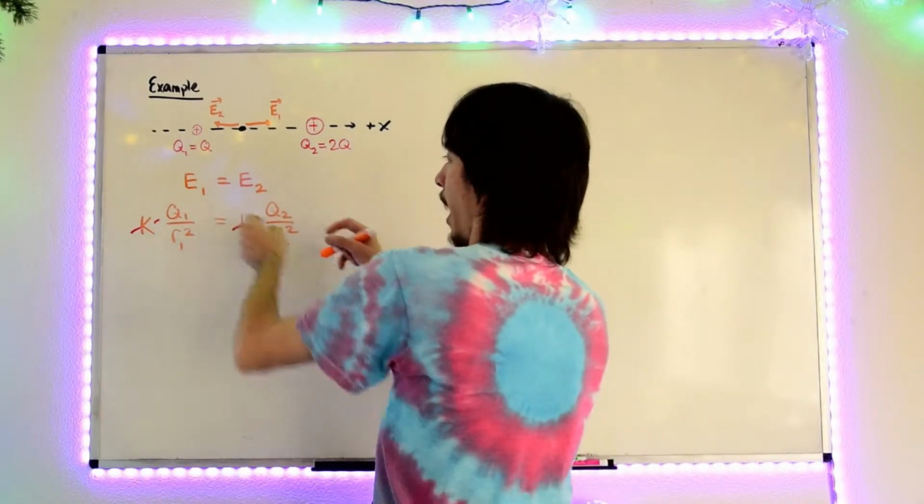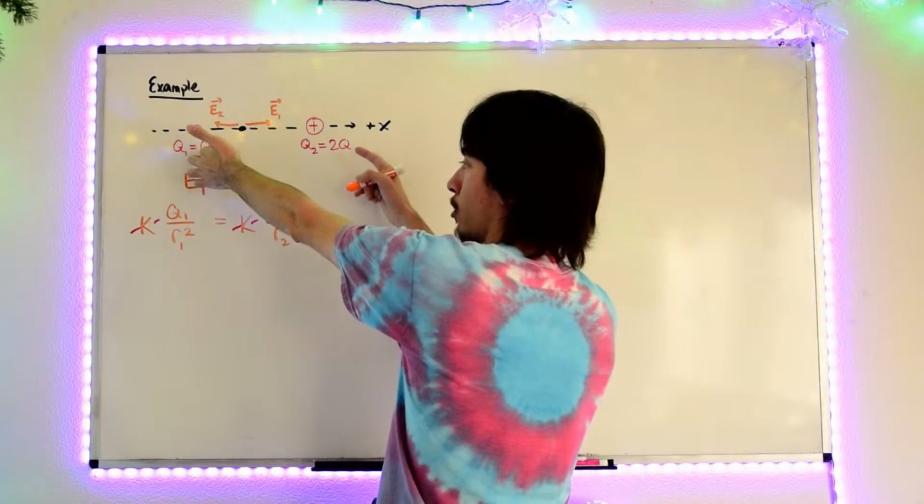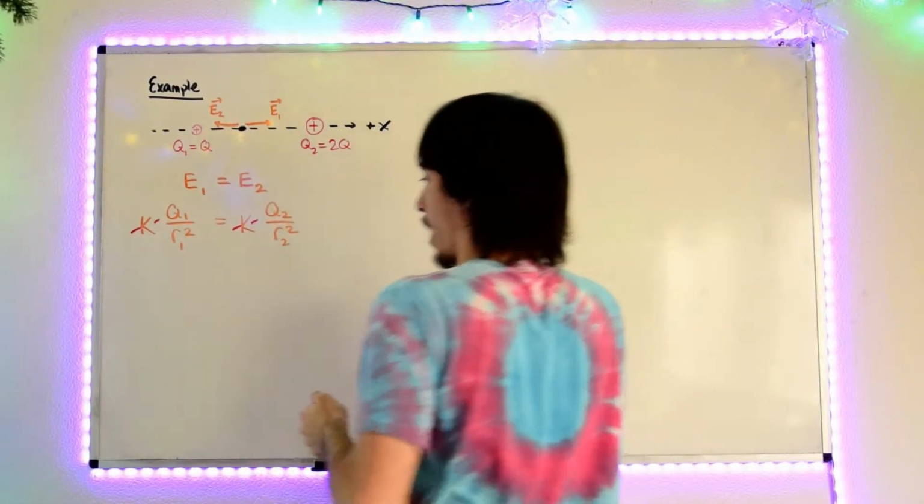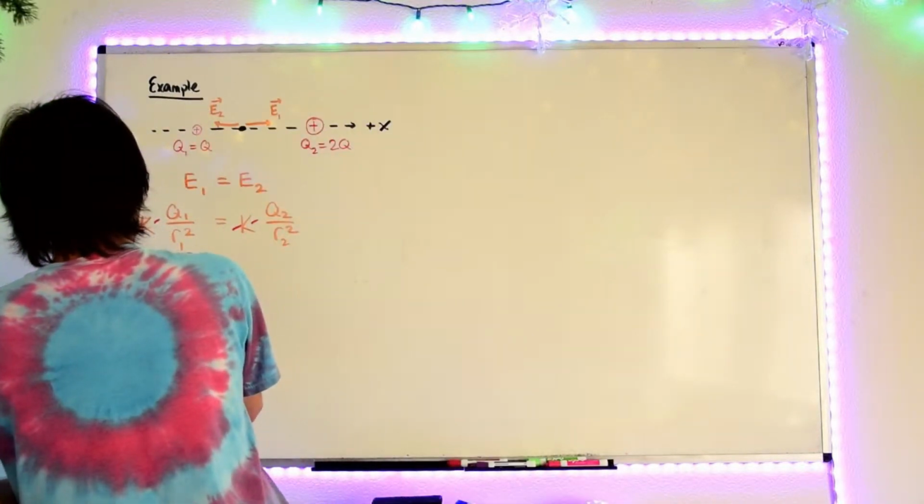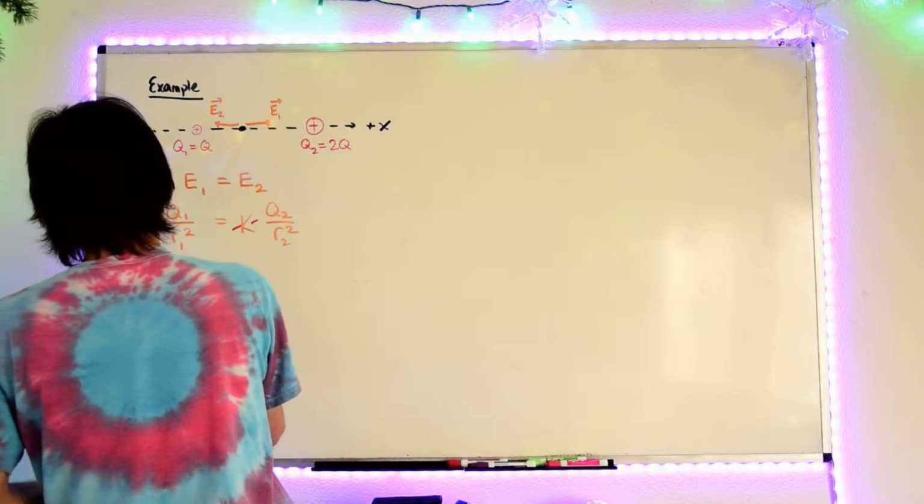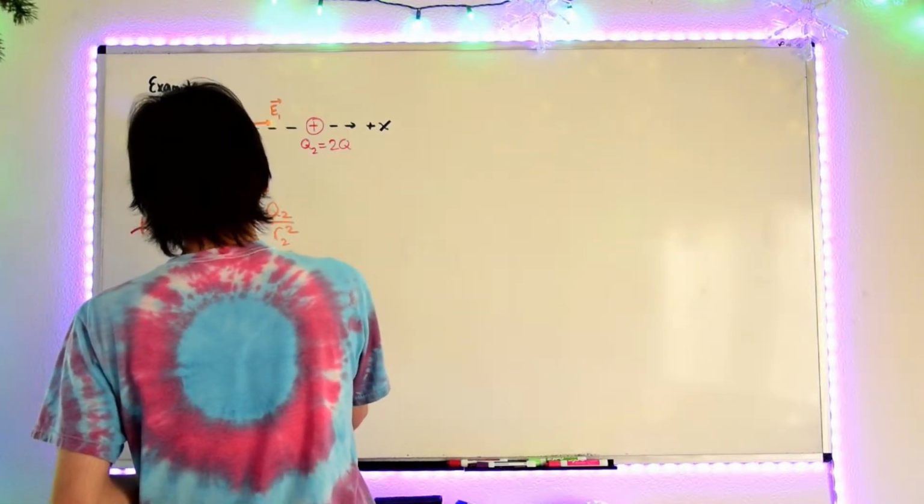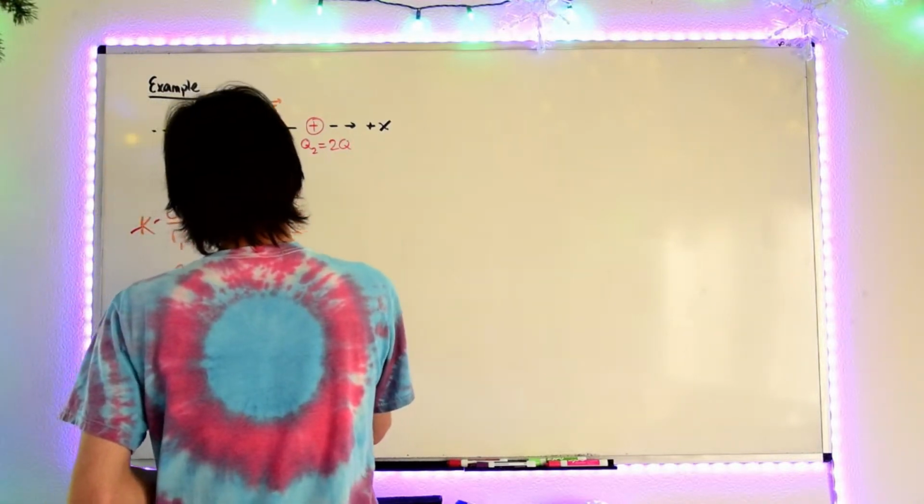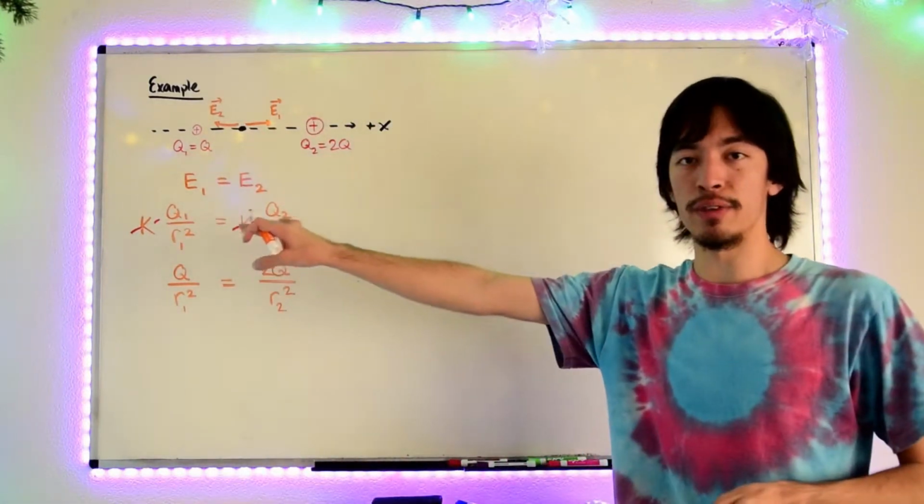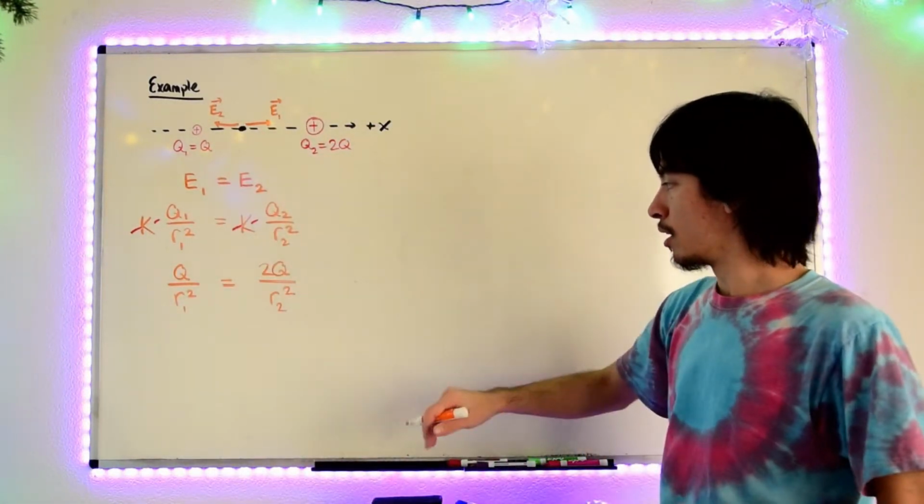Q1 and Q2 have, well, not numerical values, but we know what they are. It's Q and 2Q. So we can write this as Q over R1 squared equal to 2Q over R2 squared. So we substitute in the values of Q1 and Q2.